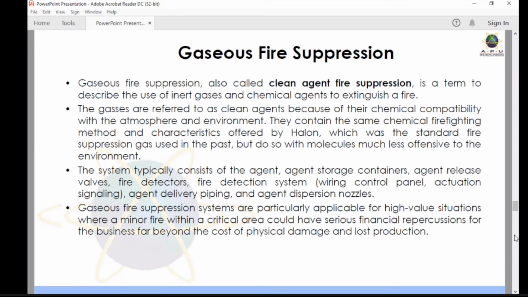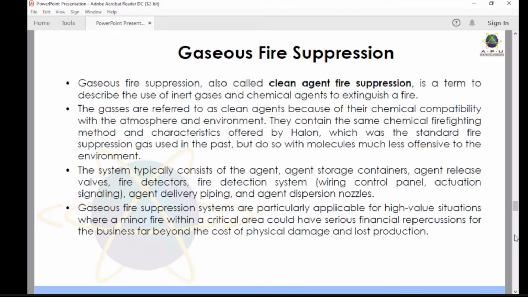Okay, normally it's clean agent fire suppression, rather than gaseous. The heading was a clean agent; it's better. Okay, I'll change the heading. The gases are referred to as clean agents because of their chemical compatibility with the atmosphere and environment. They contain the same chemical firefighting methods and characteristics offered by halon, which was the standard fire suppression gas used in the past, but do so with molecules much less offensive to the environment. Environmentलाई damage नगरिकन use गर्ने components or gases to extinguish the fire.